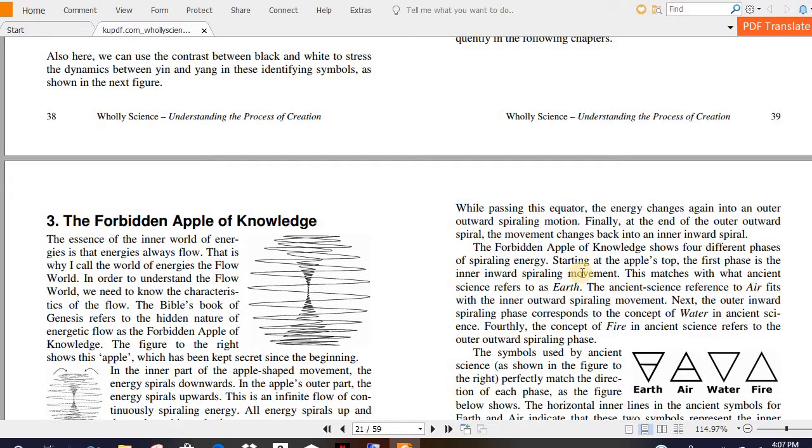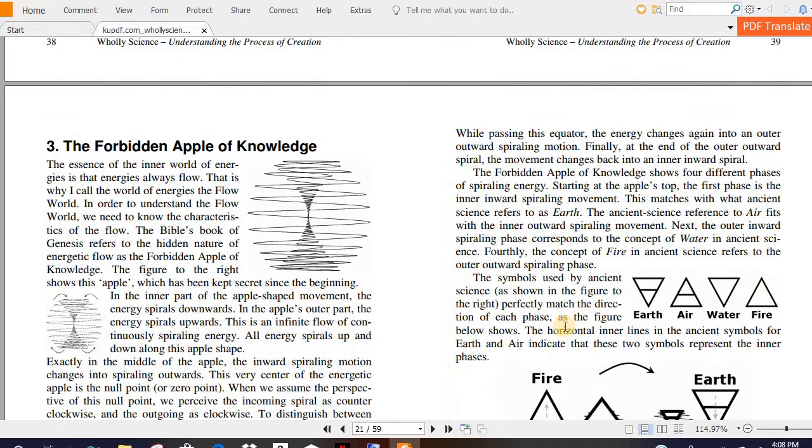The forbidden apple of knowledge shows 4 different phases of spiraling energy, starting at the apple's top. The first phase is the inward spiraling movement. This matches with what ancient science refers to as earth. The ancient science reference to air fits with the inner outward spiraling movement. Next, the outward inward spiraling phase corresponds with the concept of water in ancient science. Fourthly, the concept of fire in ancient science refers to the outward spiraling phase.